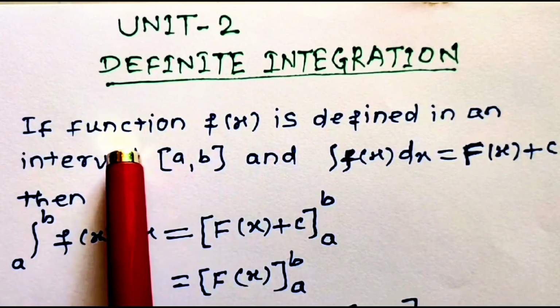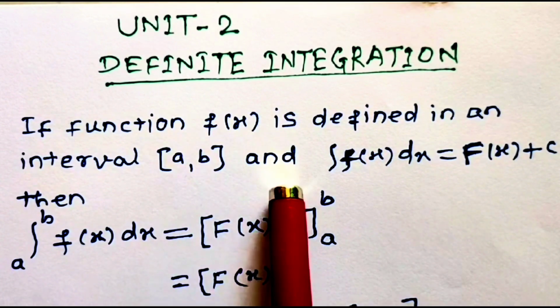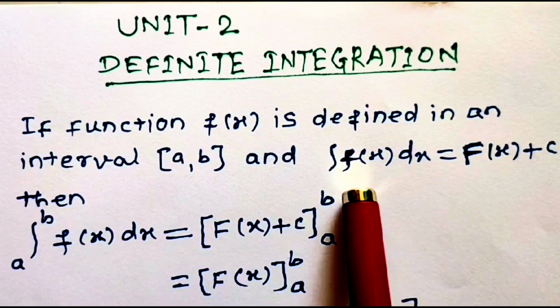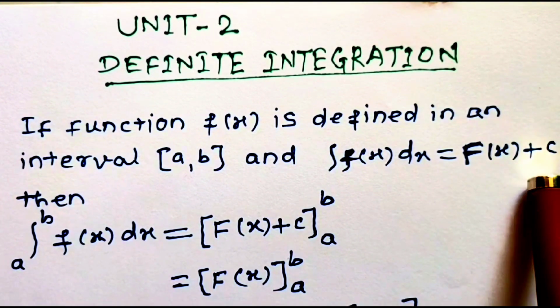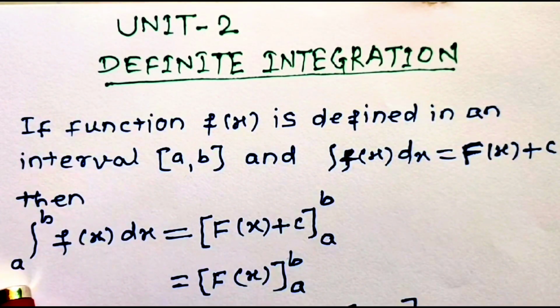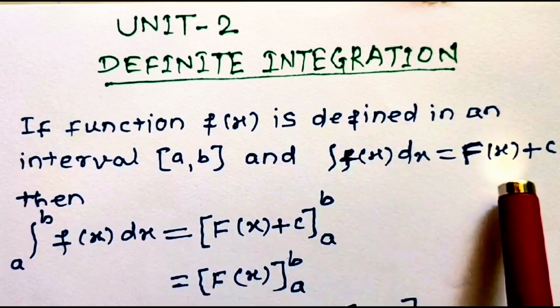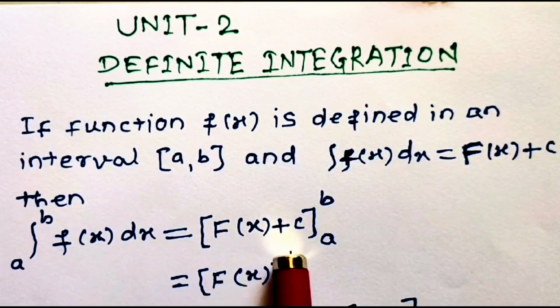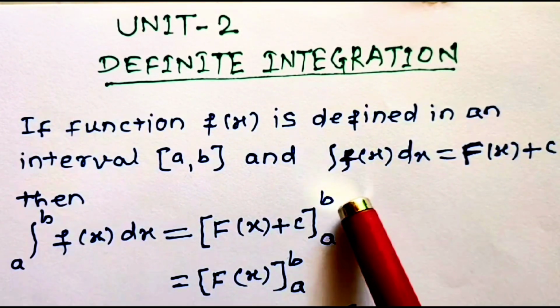f(x) is a function which is defined in an interval [a, b], and suppose the indefinite integral of f(x) with respect to x is capital F(x) plus an integral constant c. Then the definite integral from lower limit a to upper limit b of the function f(x) with respect to x is given by this indefinite integral value, which you can put here in square brackets. The limits of the integral, lower limit and upper limit, you can put here.